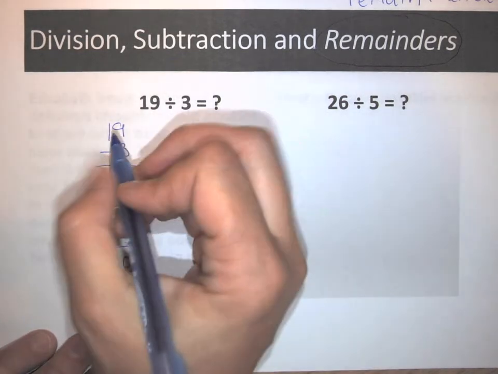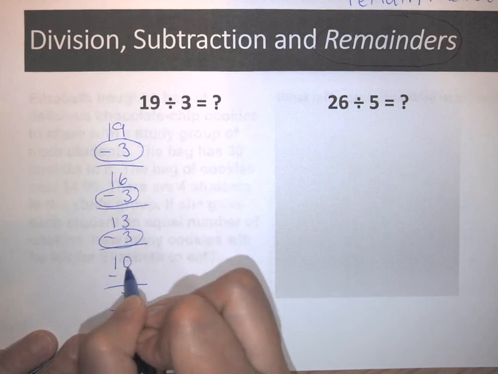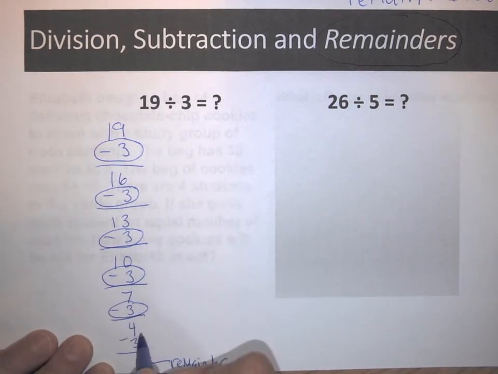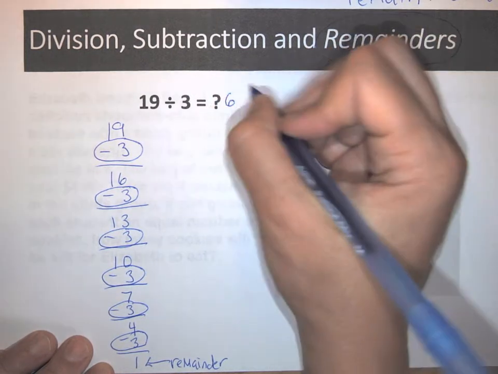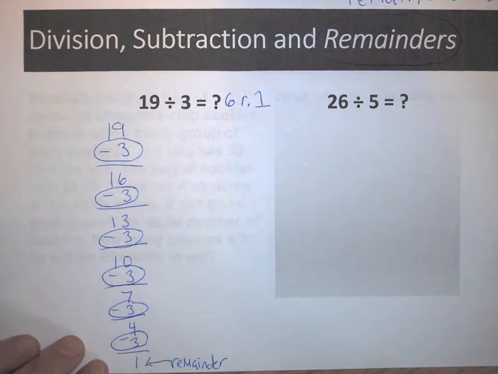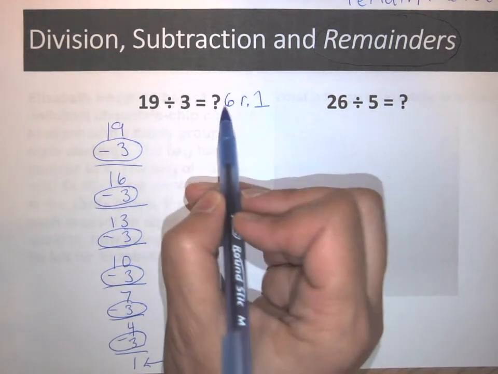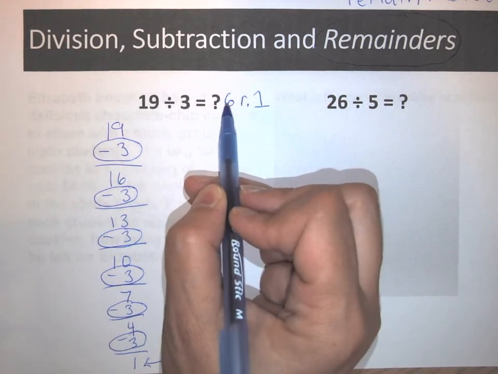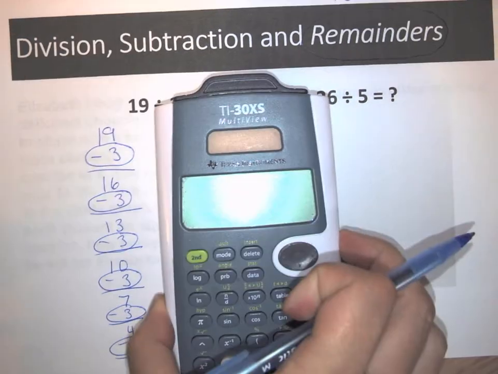So let's see, how many times were we able to take 3 out? 1, 2, 3, 4, 5, 6 times. And we would say 6 with a remainder of 1. And we can still use the inverse relationship to check this. It's just there's a little more to keep track of. 6 times 3, well, let's see.